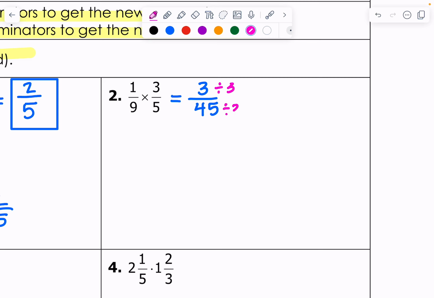So if I divide both of them by 3, 3 divided by 3 is 1. And 45 divided by 3, ooh man, I don't have a calculator, but I know 3 goes into 4 one time. Left over is 1, bring down the 5. 3 goes into 15 5 times. So we have 1 over 15.